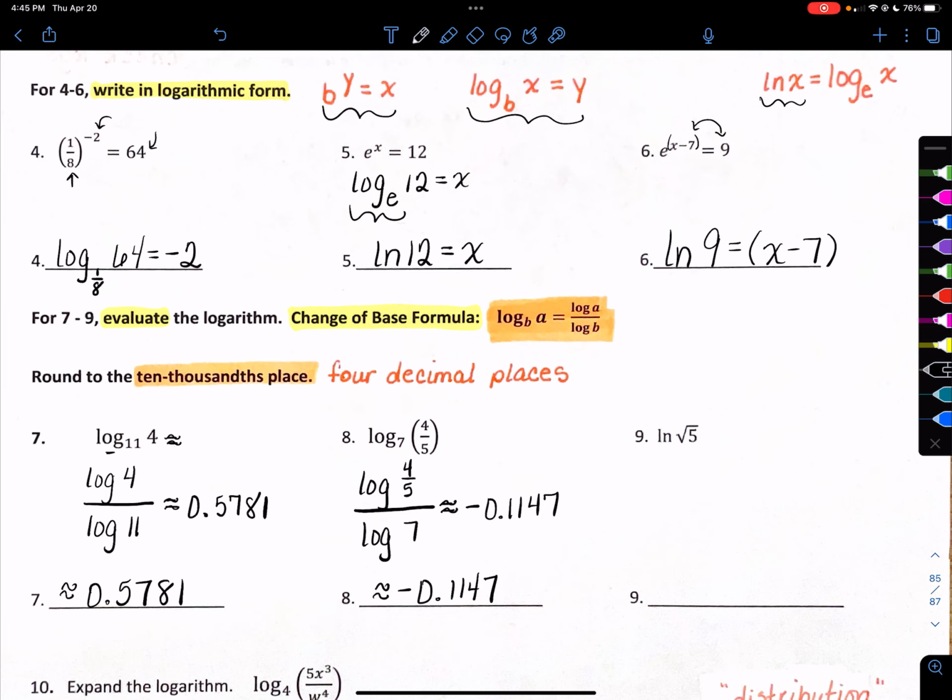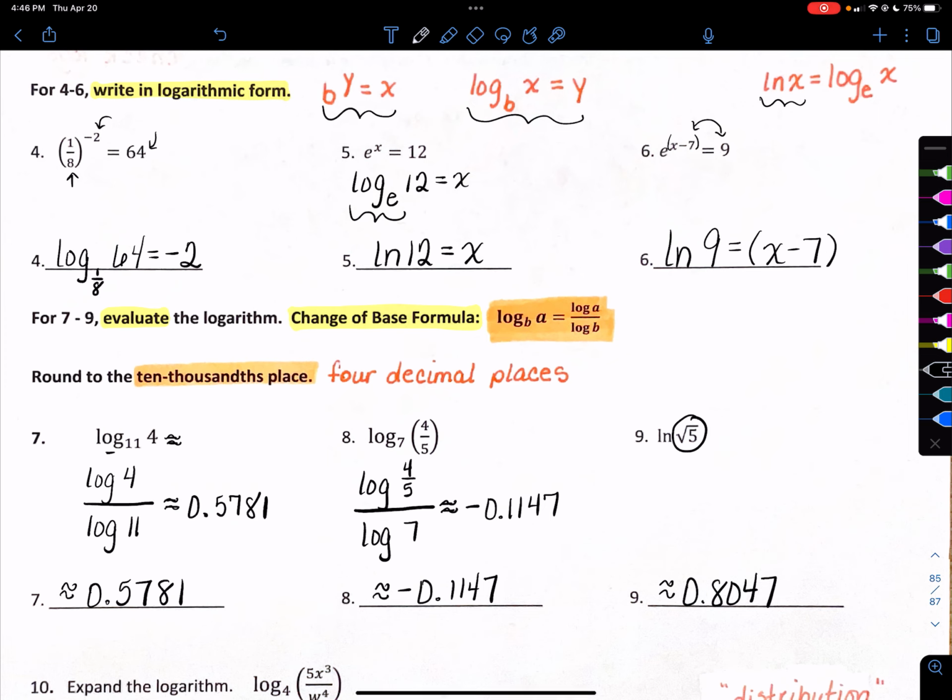All right, number 9, that's a natural log. So that means that it has base e. Our calculator actually has a button that shows ln, okay? So we are just going to do the natural log of radical 5. So I'm going to go ahead in my calculator and type in 5 radical so I can get the square root of that value. That gives me 2.236. And then I'm going to hit ln. So this here is about 0.8047.